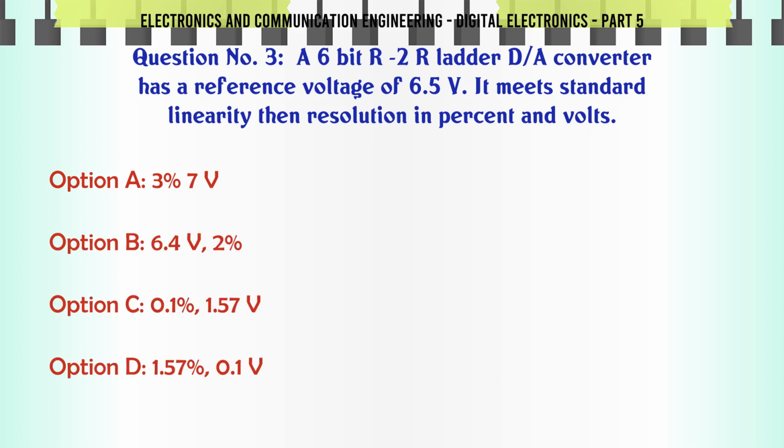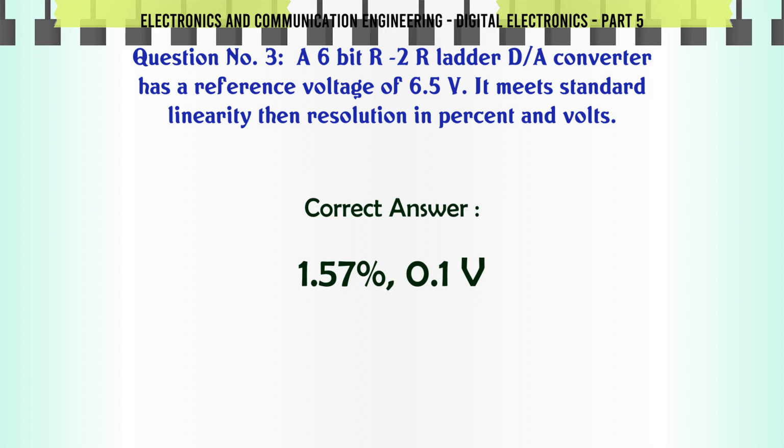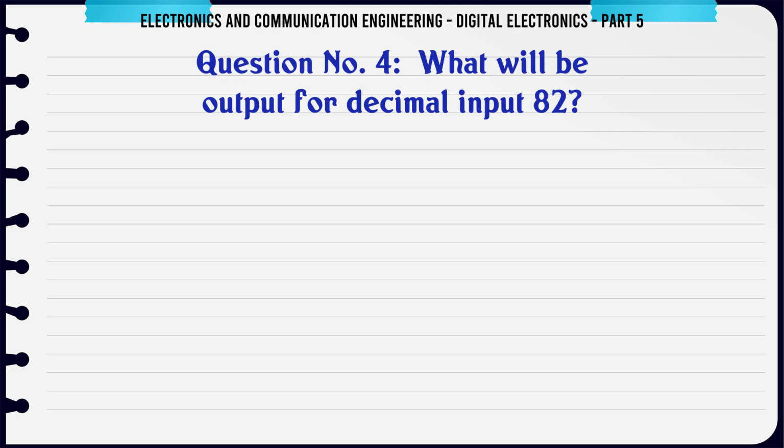A 6-bit R-2R ladder DA converter has a reference voltage of 6.5 V. It meets standard linearity. Then the resolution in percent and volts: A. 3.7V, B. 6.4V, C. 0.11.57V, D. 1.57%, 0.1V. The correct answer is 1.57%, 0.1V.